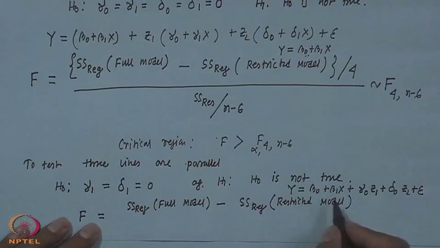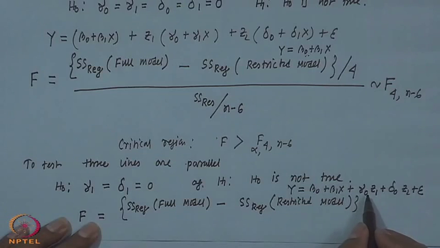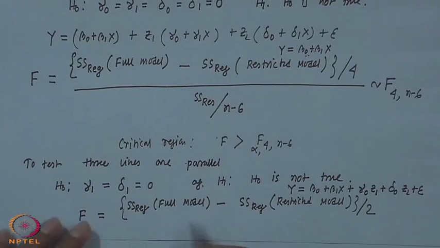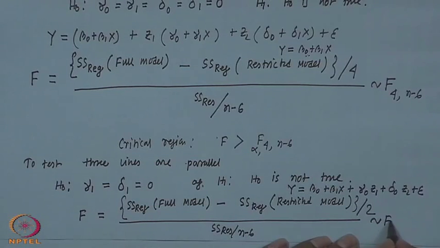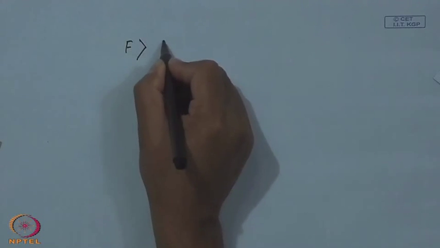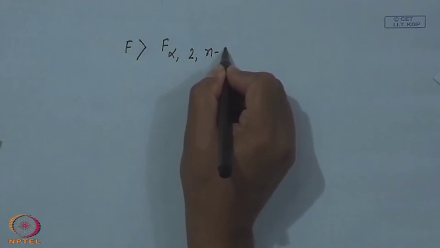So, you see what is the SS regression under this restricted model, and this has of course degree of freedom 6, and this has degree of freedom 1, 2, 3, 4. So, you divide this by 2, that is 6 minus 4, by SS residual by degree of freedom n minus 6. So, this follows F 2, n minus 6, and of course the critical region is you reject the null hypothesis if F is greater than F alpha, 2, n minus 6.